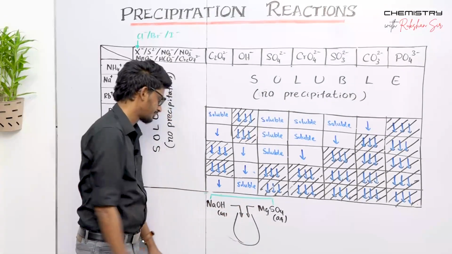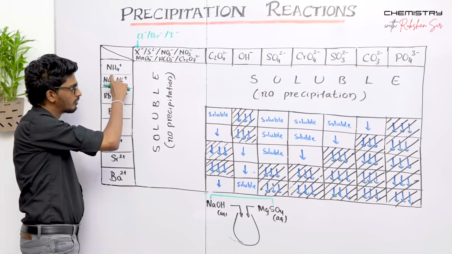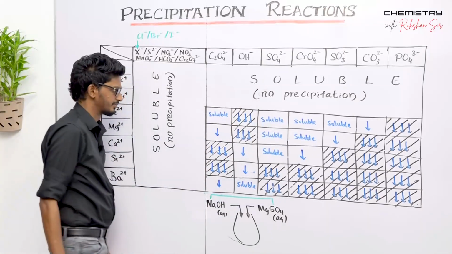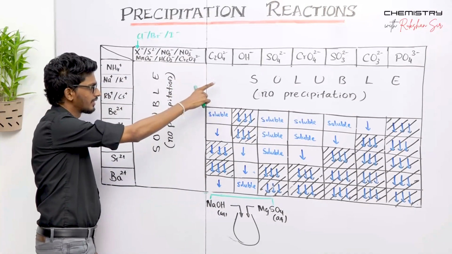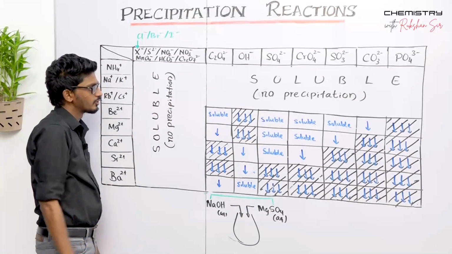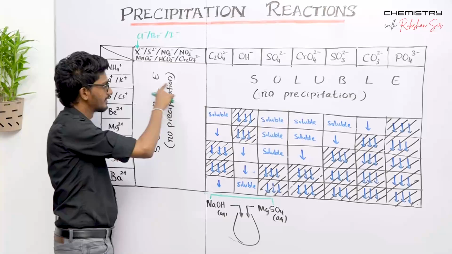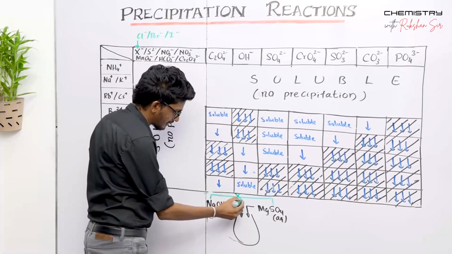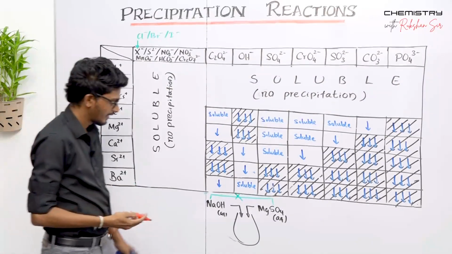Sodium sulfate. So sodium, you clearly see, is not going to form any kind of precipitation. All the sodium salts are appearing as soluble. No precipitation with all the sodium salts. See, all are soluble. So there's no precipitation from here. There's no precipitation from here. Let's check for the other stuff.